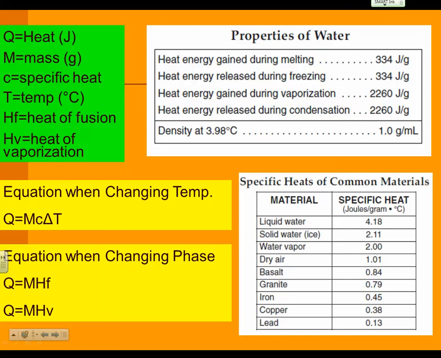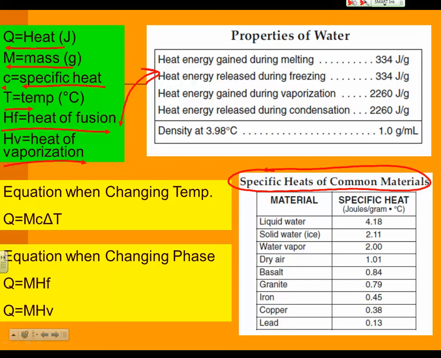Okay, we're going to be working on some heat problems coming up in a few minutes. And just to go over some basics here, you can see Q represents heat, not H. M is going to be our mass. Little c is going to be our specific heat, and that's measured over here in this chart. Temperature is obvious. Heat of fusion and heat of vaporization are these numbers up here. The fusions are the first two and the vaporizations are the second two.